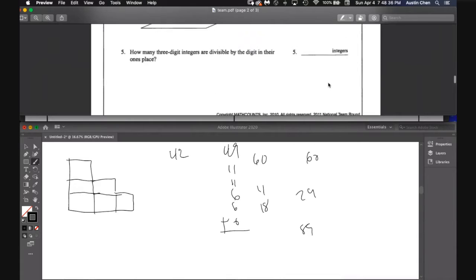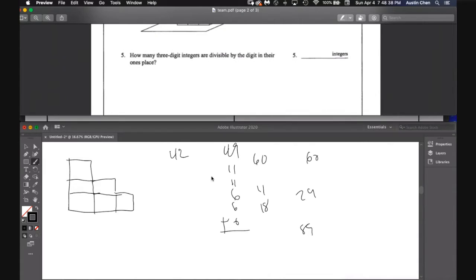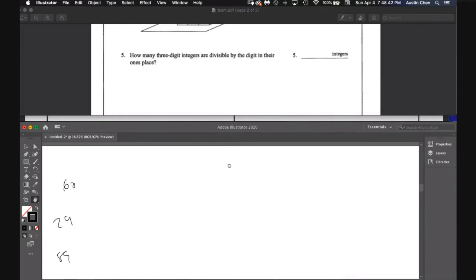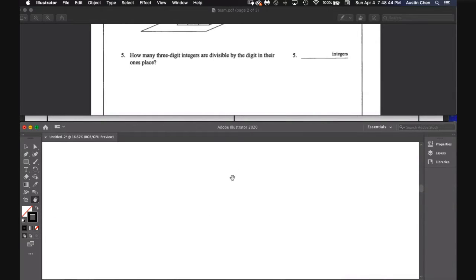Okay. Number 5. How many 3-digit integers are divisible by their digit in the ones place? Okay, so the best way to do this would definitely be casework. I'm first gonna consider 3-digit integers with a digit of 1 in their ones place, and then 3-digit integers with a digit of 2 in their ones place.